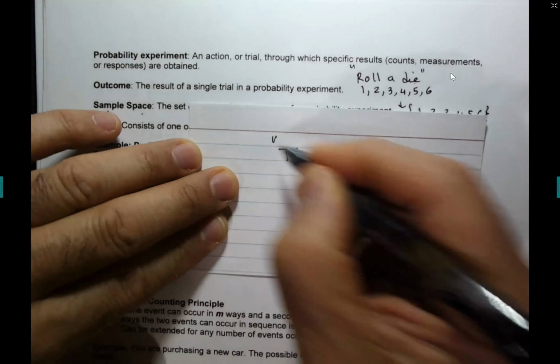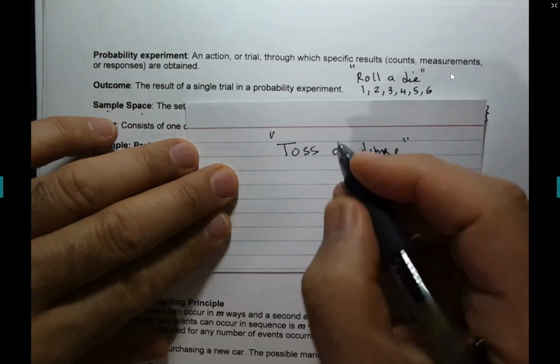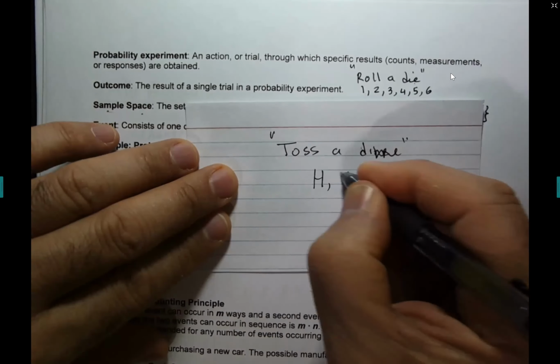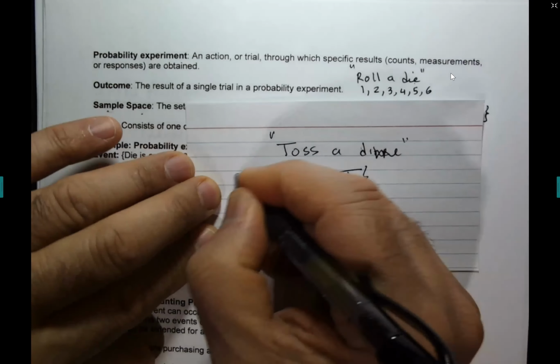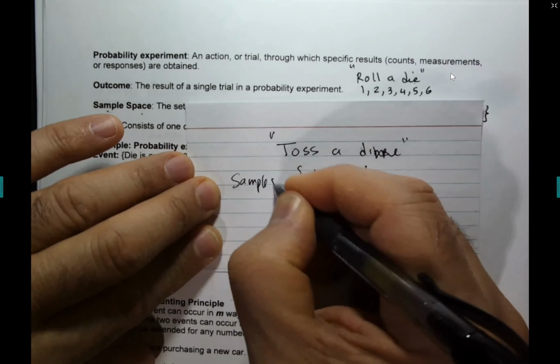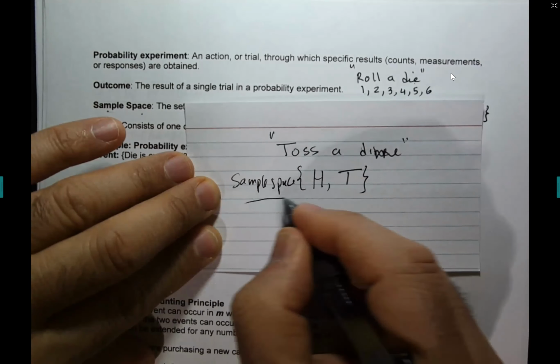We're gonna toss a dime. Okay. The outcomes, guys, you either get head or tail. This is called the sample space. Okay, we're gonna do this together, guys.